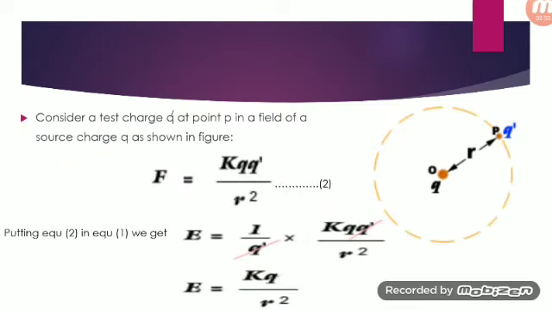Now consider a test charge Q dash, which is at a distance r within the field of the source charge plus Q. The electric force of the source charge on the test charge Q dash is given by F is equal to K Q Q dash divided by R square. Take it as equation number second. And putting equation number second in equation number first, we get E is equal to KQ divided by R square.